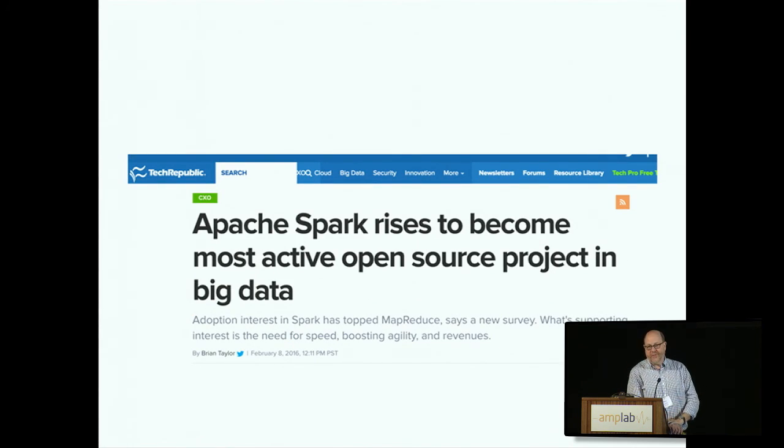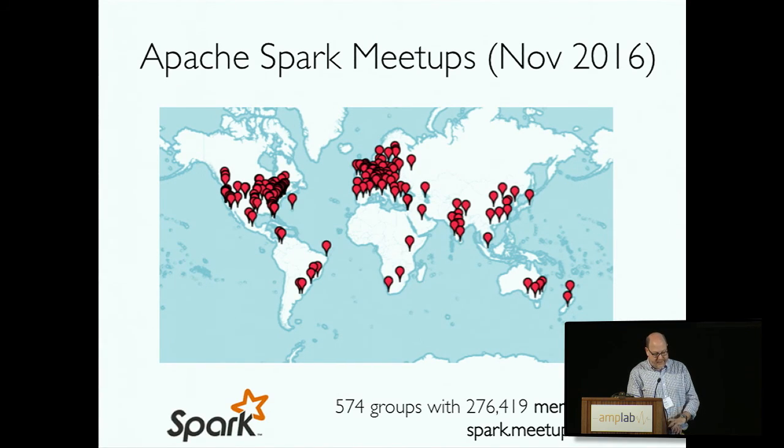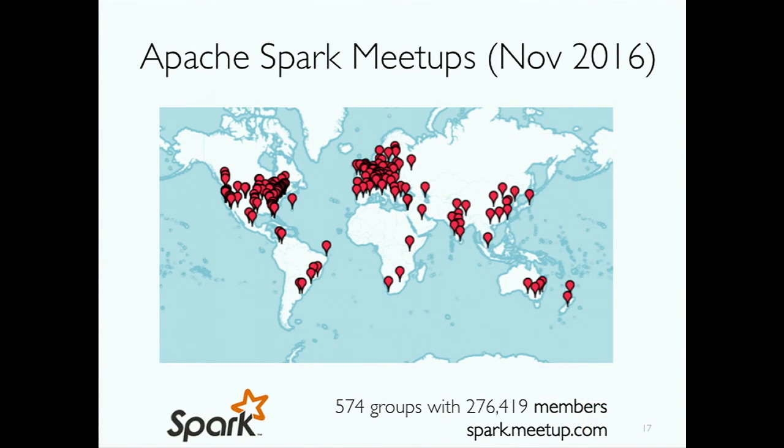But then you'll hear more from Jan, this led to some of our software really going mainstream. And this morning, this is what the list of meetups looks like. There's almost 600 of them around the world, almost 300,000 members. So people who get together and talk about Spark and related systems around the world.